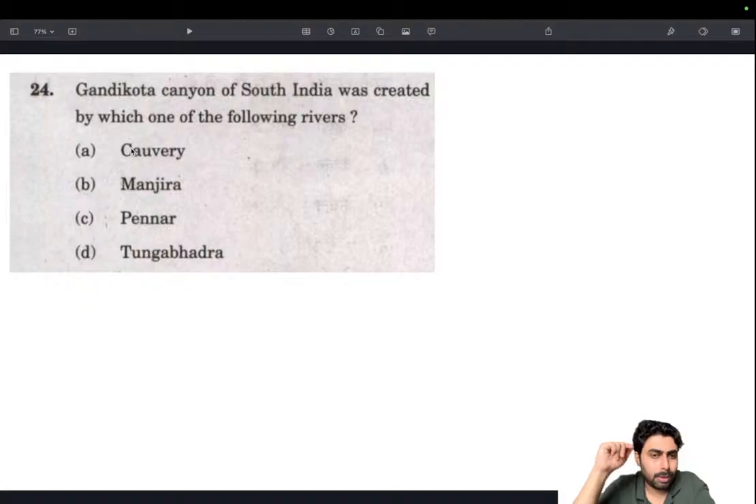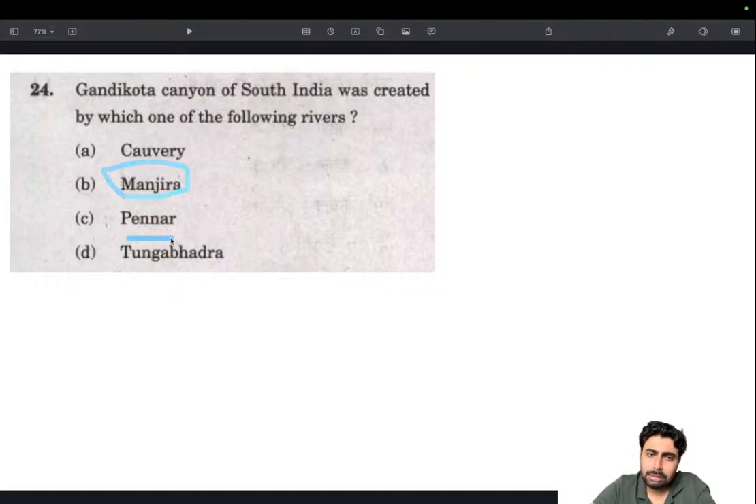So I pinpointed towards rivers that are passing through Andhra Pradesh or Telangana. So that was my point. So I could eliminate Kaveri. Then Manjira, I wasn't sure whether or not it passes through Telangana or Andhra Pradesh, because that's not a river that we usually come across. It's a tributary of Godavari, but we don't usually come across that.